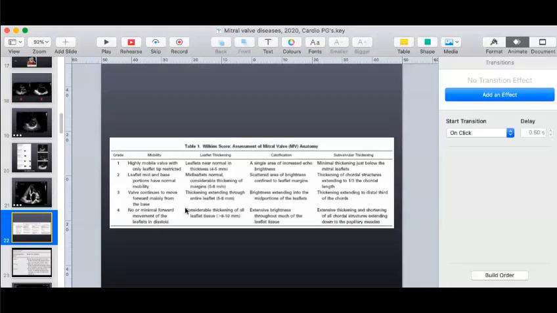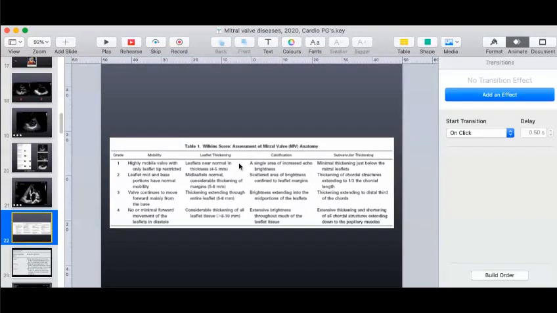Now, can you tell me something about the Wilkins score? How would you use it? If it is more than 8. Okay, more than 8, what does it mean? It's the valve is not amenable for PTMC. Okay, you're partly correct, but can you be a little more precise? Less than 8 PTMC possible, more than 12 not possible, 8 to 12 you have to individualize.